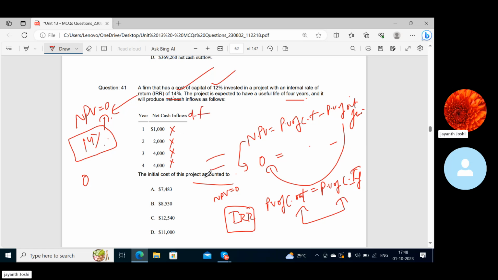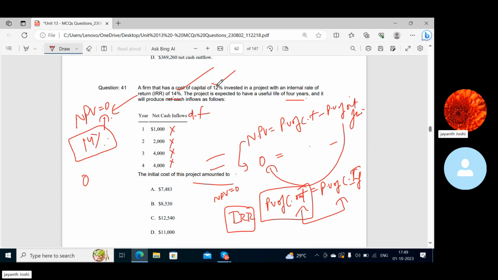whatever the value I'm getting, that will be my present value of cash outflows, correct or wrong? Why will it be equal to my present value of cash outflows? Because NPV is equal to zero. At 12%, if I discount, I'm just going to get my present value of cash inflows. But they have asked for the initial cost of the project.